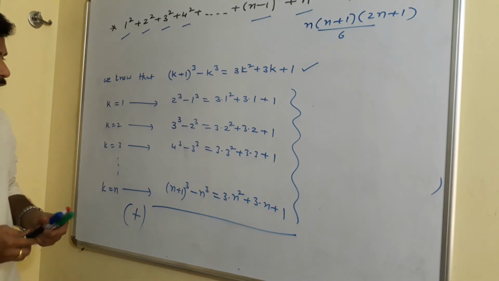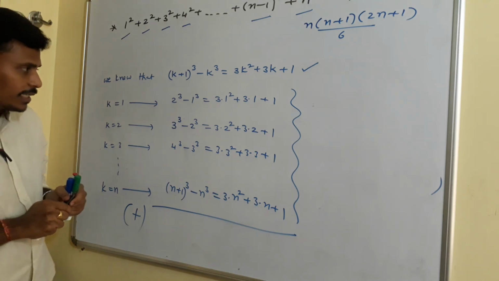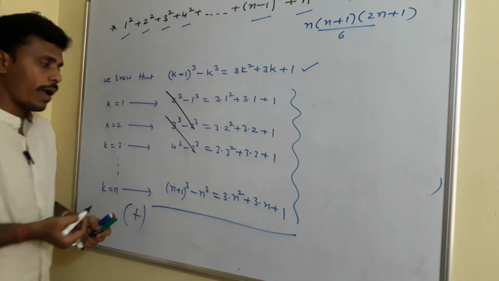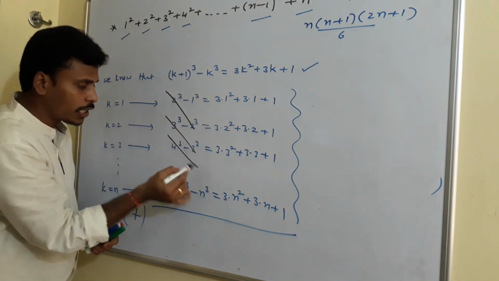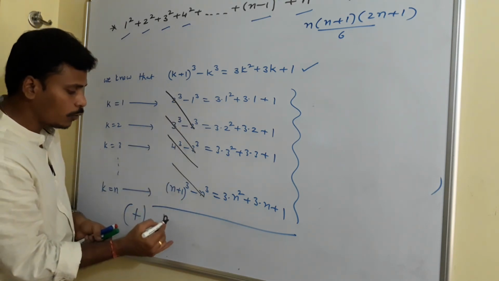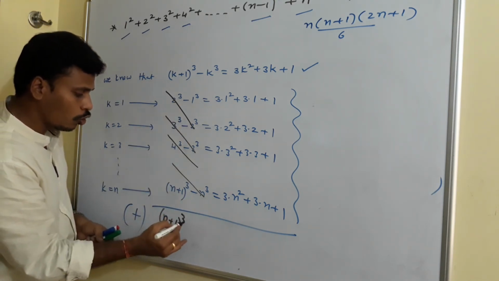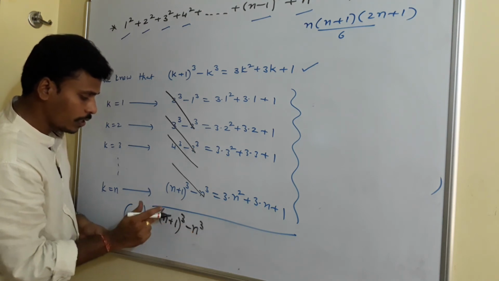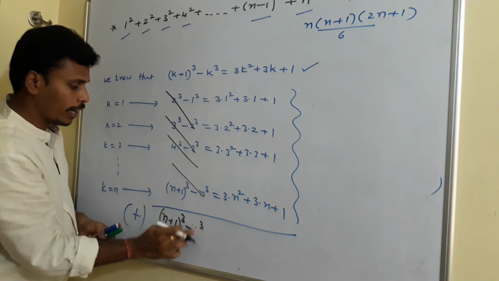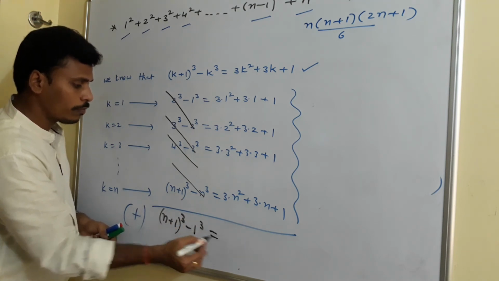If you add, it is very clear on the left hand side that since we are adding, 2 cube minus 2 cube plus 3 cube minus 3 cube plus 4 cube and minus 4 cube in the next case, up to n cube and minus n cube, everything will cancel, and you just have n plus 1 cube minus 1 cube. Is it clear? N plus 1 cube minus 1 cube, not n cube, right?